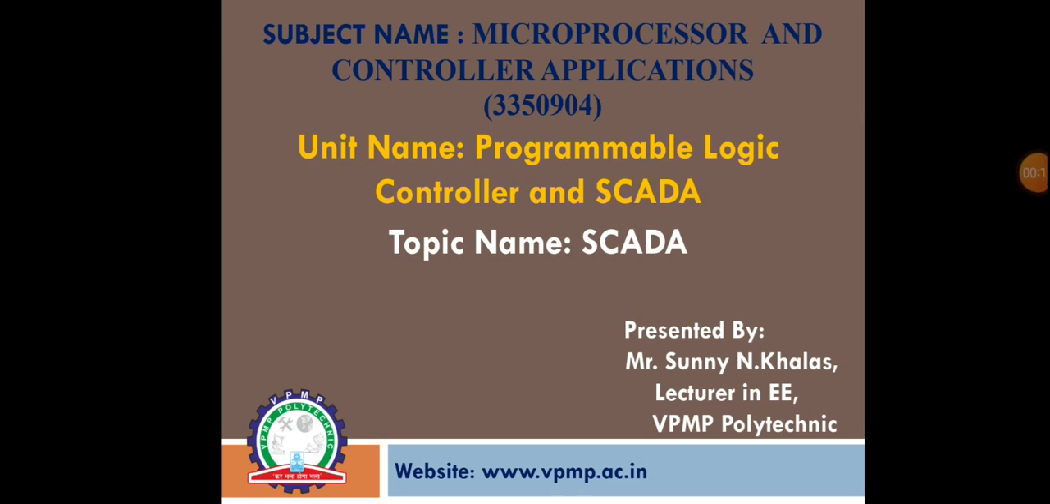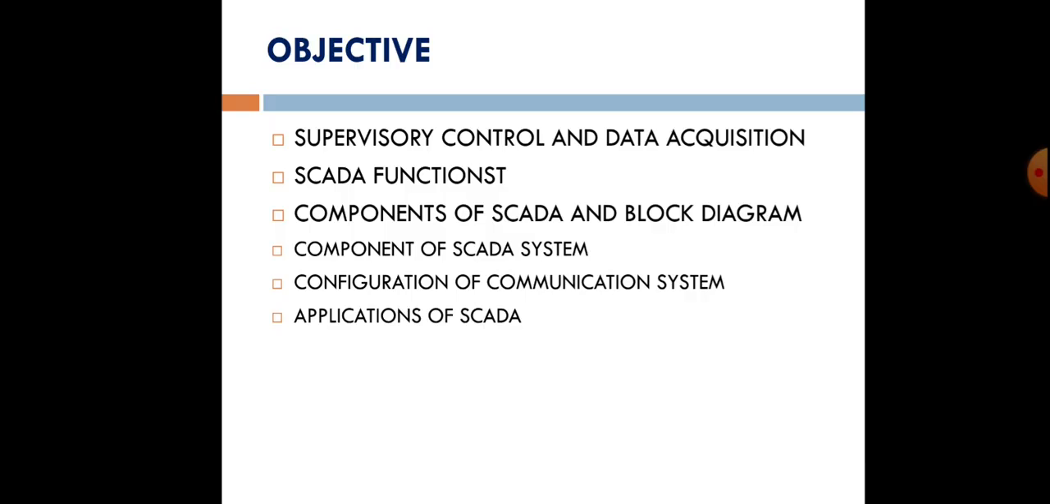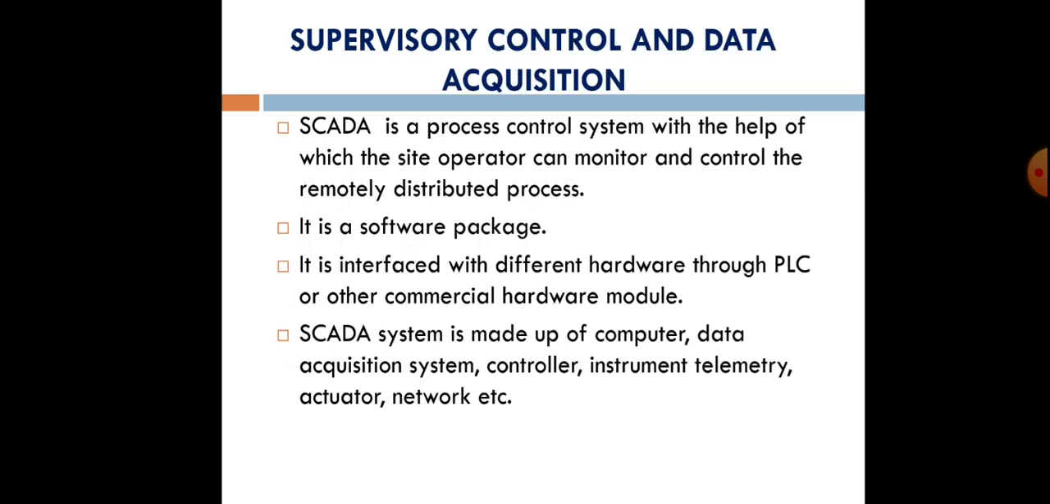Subject name is Microprocessor and Controller Applications. GTU subject code is 3350904. Unit name is Programmable Logic Controller and SCADA. Topic name is SCADA. The objectives of these lectures are to understand supervisory control and data acquisition, SCADA functions, components of SCADA and block diagram, component of SCADA system, configuration of communication system, application of SCADA.